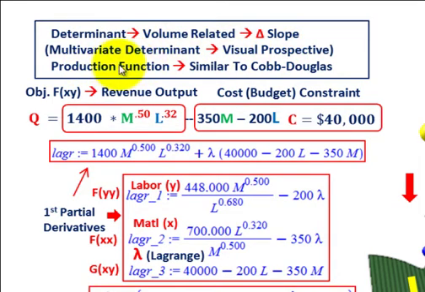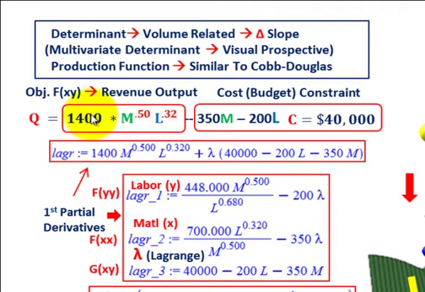Our determinant is going to be based on the production function, which is really similar to the Cobb-Douglas production function. Okay, so this is our function. We're going to have a certain revenue output based on some cost constraints. We're going to look at it as a multivariate calculus problem, and boil that down into a linear optimization, or a linear problem, where we can understand it.